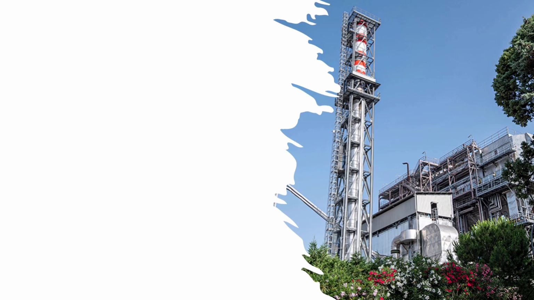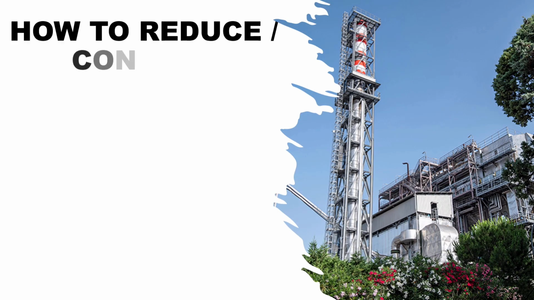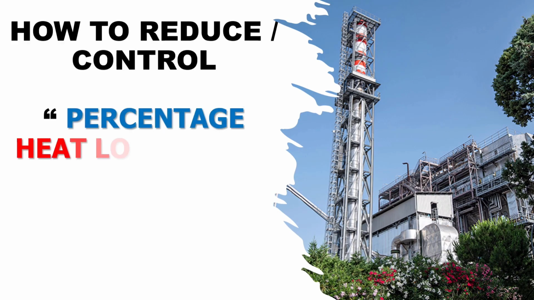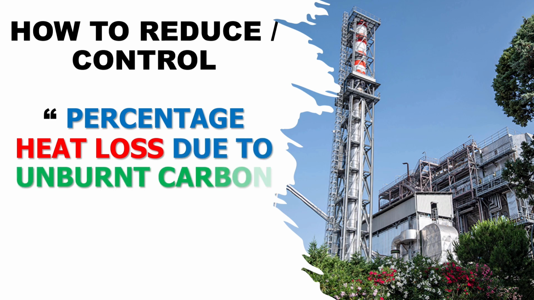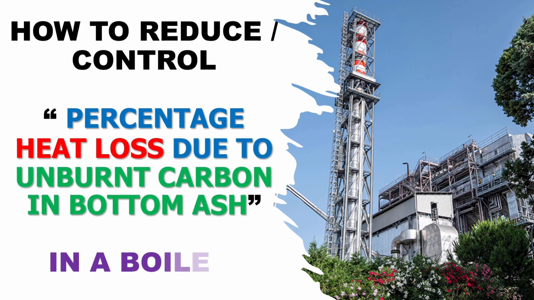In today's video, we are going to learn how to control the percentage heat loss due to unburnt carbon in bottom ash in a boiler system. This is a crucial topic for improving boiler efficiency and saving energy costs, especially in power plants and industrial facilities. Here's what we'll cover in this session.